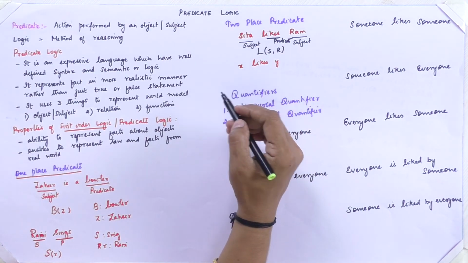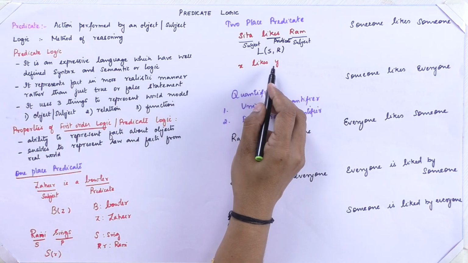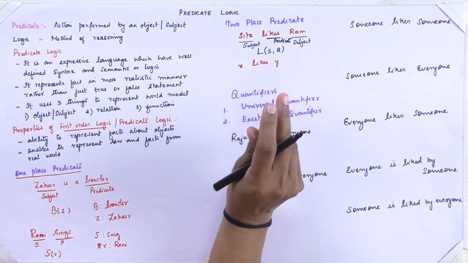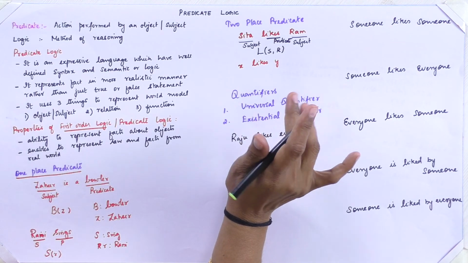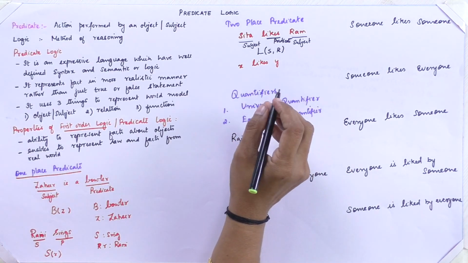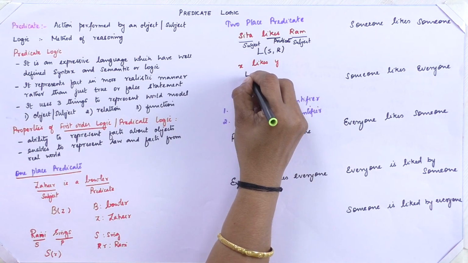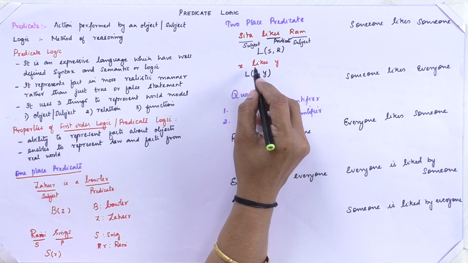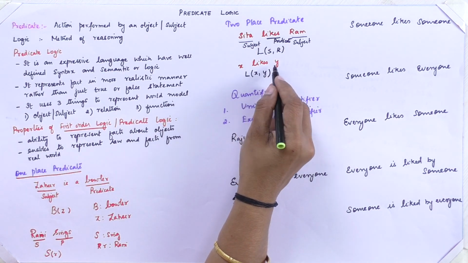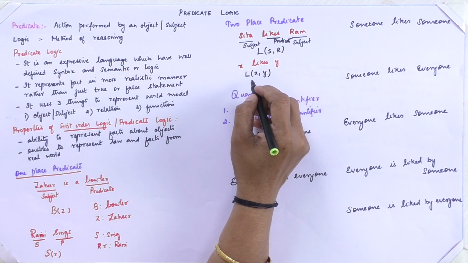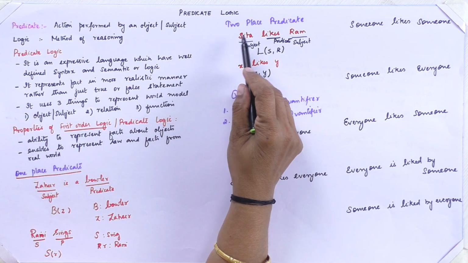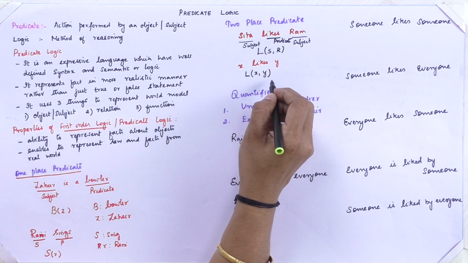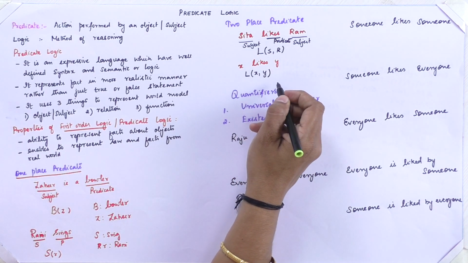Now the next general statement I have is X likes Y. X and Y are two objects here, alright. Likes is the predicate term, so it will be L of X, Y. Likes is the predicate term, and X, Y I have as the objects. This is how we will be expressing a given two-place predicate in a symbolic form.